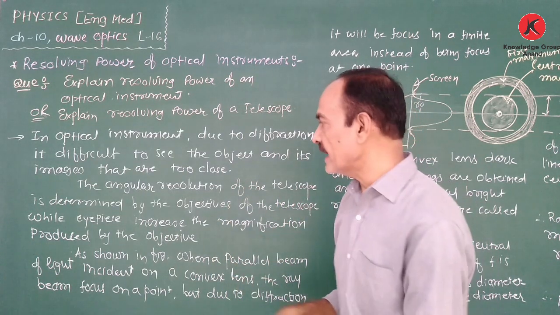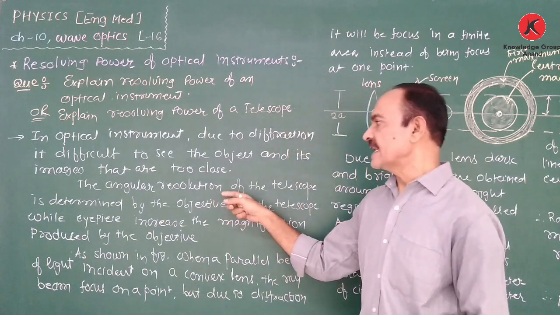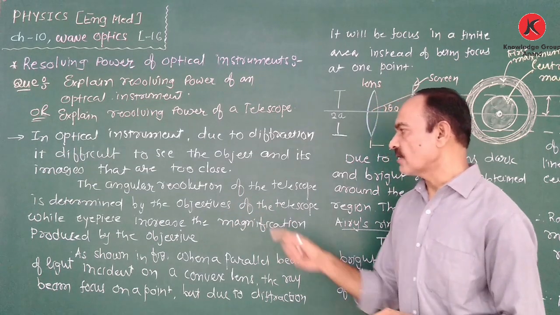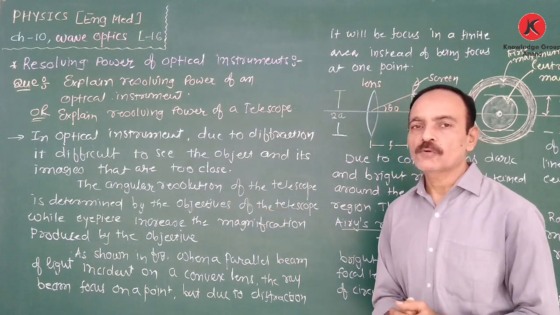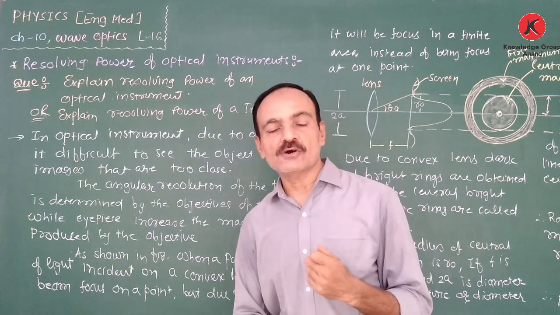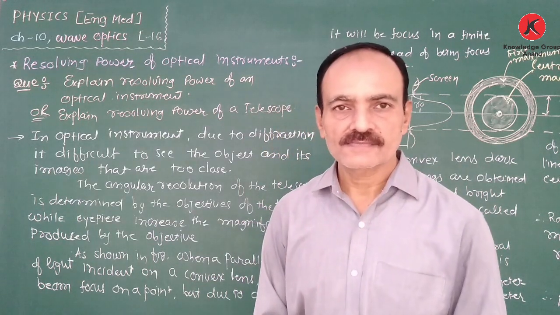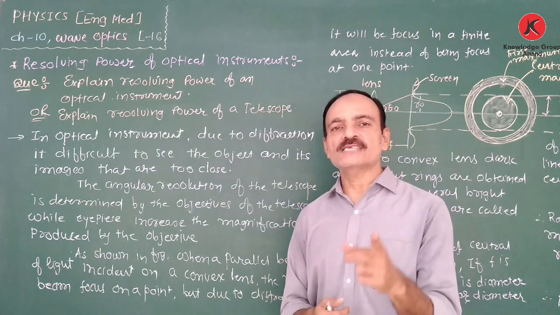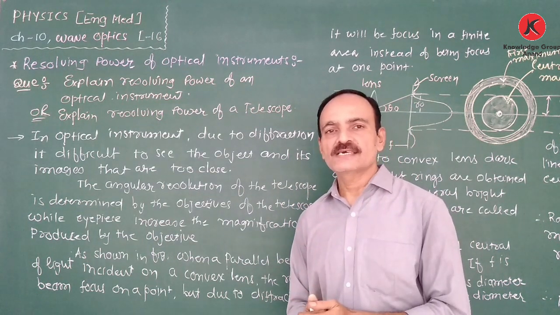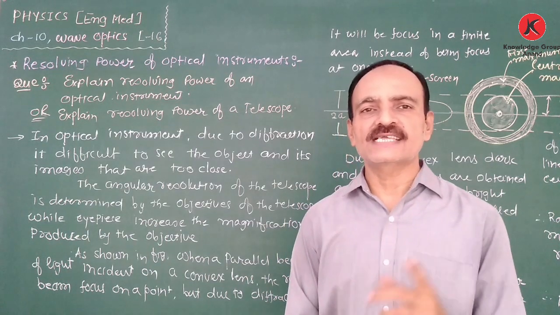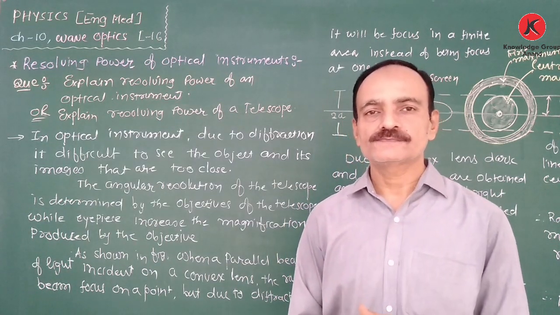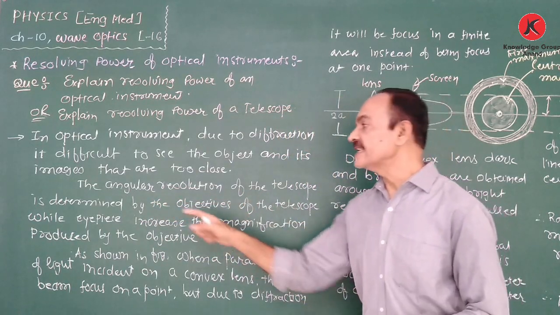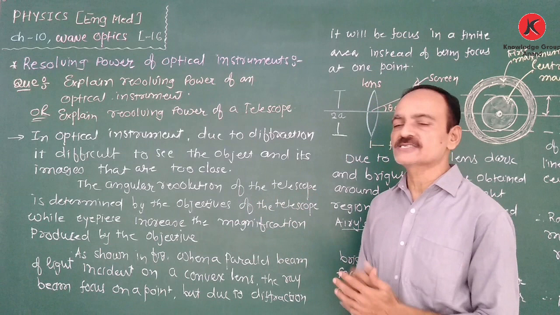So how does this problem arise? For that purpose, the angular resolution of the telescope is determined by the objective of the telescope. We already learned about the telescope in chapter 9, ray optics. A telescope has two convex lenses: one is the objective, the second is the eyepiece. The diameter of the objective is larger than the eyepiece in a telescope. Therefore, the angular resolution of the telescope is determined by the objective.